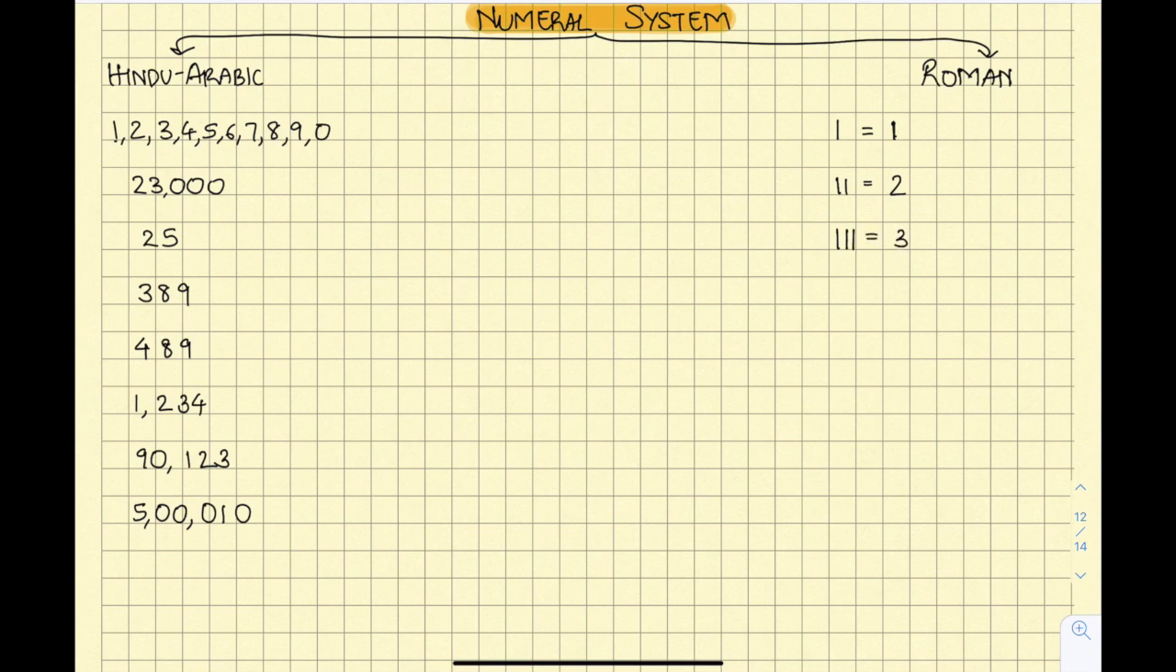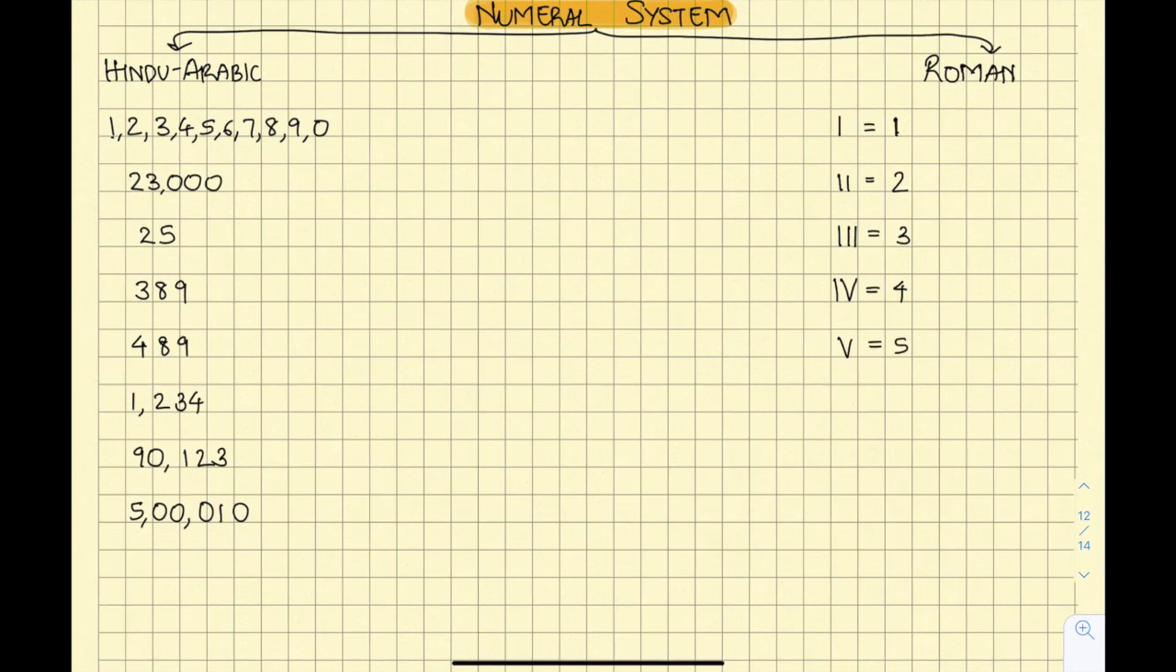Then we have something called V. And before V, if I write this I, this is called 4. Then V stands for 5. Here we have another numeral, X, which stands for 10. Then we have L, which stands for 50. Then we have C, which stands for 100. D stands for 500. And M stands for 1000. These are various Roman numerals.